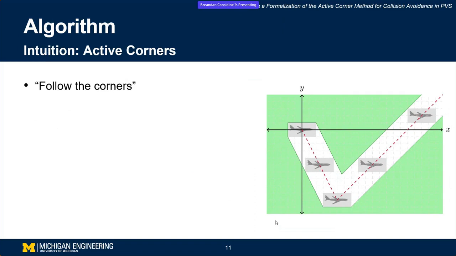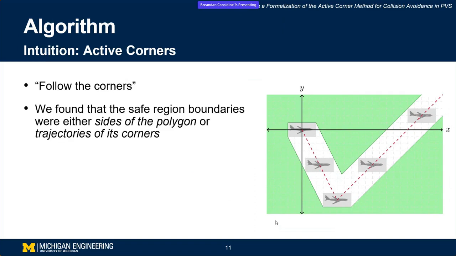So the key idea here is to follow the corners. When we looked into this, we found that the boundaries of the safe region are going to come from two things. One, they're sides of the polygon, and in a few key instances, like right up here and right down there, we use the sides of the polygon to construct this safe region. The rest of the time, it comes from the trajectories of its corners as it sweeps out this path.